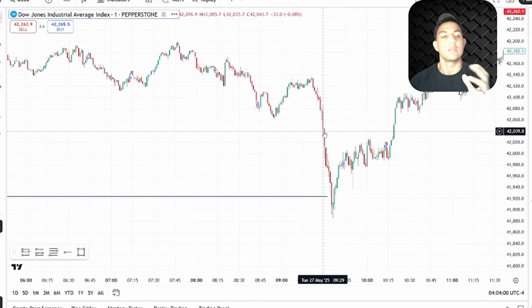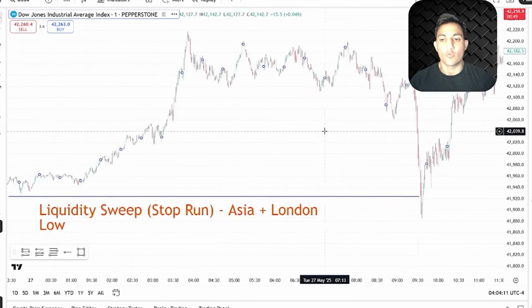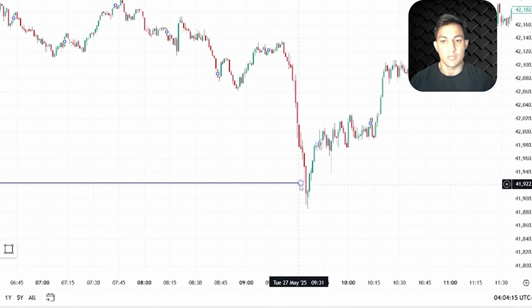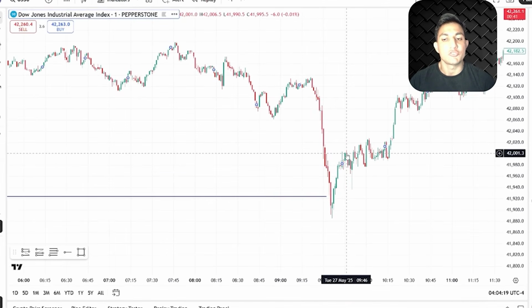So the moment the indices open or the news announcement, there will always be a fake move designed to take out liquidity, right? It will always be a liquidity sweep. So price instantly at 9:30 a.m. drops, takes out this low here, right? Takes out this low here. So this dark blue line is the low. It takes out the low and then instantly shoots off in the opposite direction.